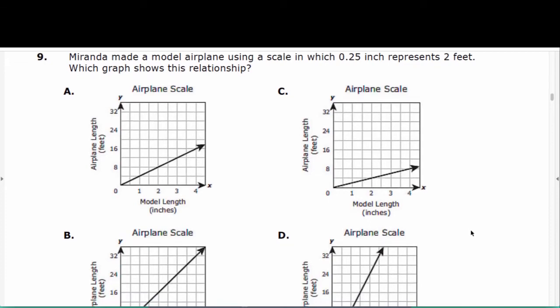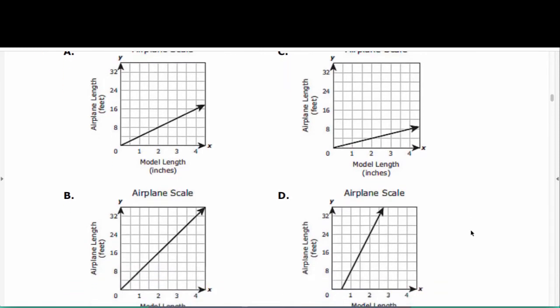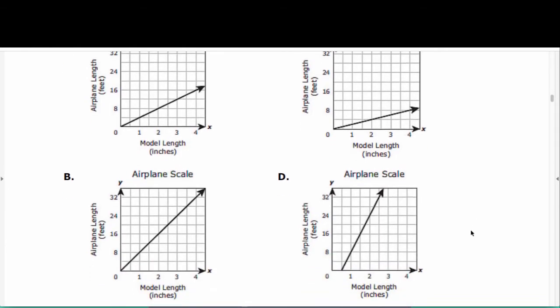Question 9. Miranda made a model airplane using a scale in which 0.25 inch represents 2 feet. Which graph shows this relationship? A, B, C, or D? If you have any questions about the graphs, please raise your hand.